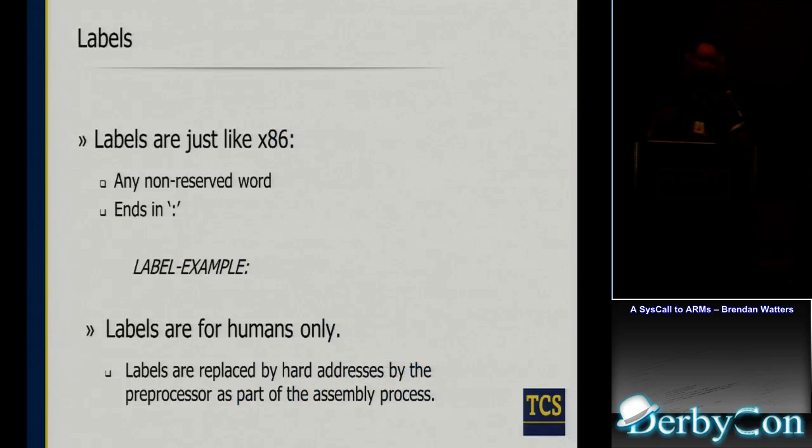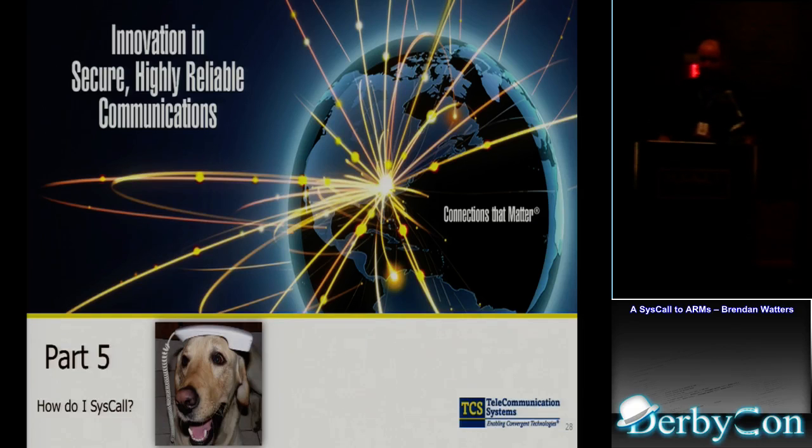So, when we talk about labels, labels are just like x86. It's one word followed by a colon. All this is a placeholder for you to be able to figure out what's going on. When it gets assembled, it's going to be taken out, and all references to it will be changed to a hard-coded address value. Just a 32-bit hard-coded address value.